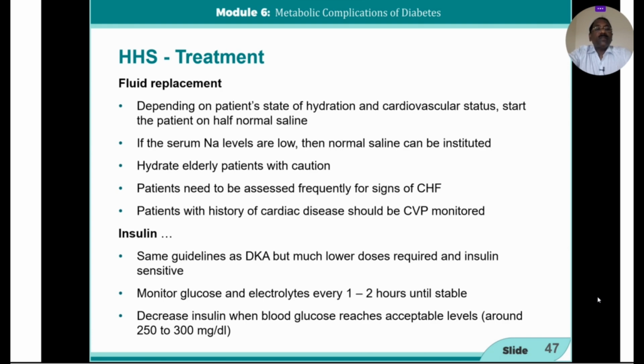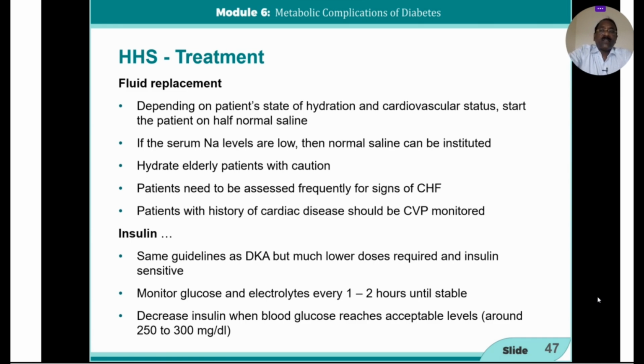For fluids, depending on the patient's state of hydration and cardiovascular status, start the patient on half normal saline. If the serum sodium levels are very low, then normal saline can be instilled. Hydrate elderly patients with caution because we have to protect the kidney. Patients need to be assessed frequently for signs of congestive heart failure. When you are over-anxious in giving IV fluid therapy, you may precipitate pulmonary edema. Patients with a history of cardiac disease should be CVP monitored, so that is the best way of giving the IV fluids.